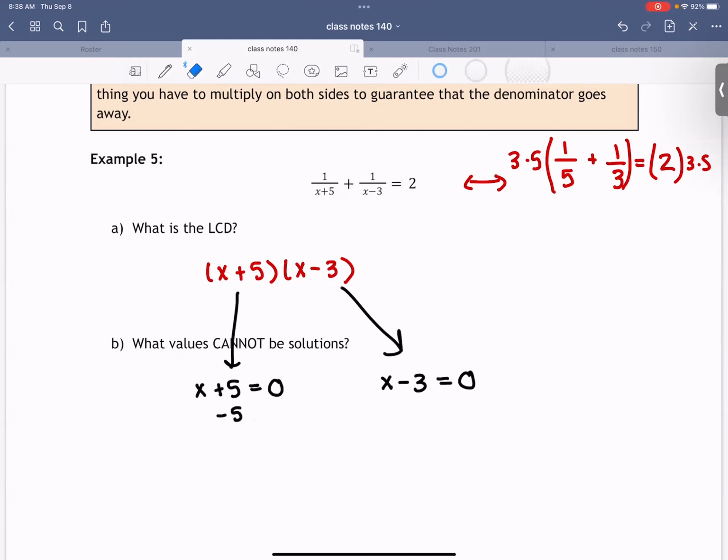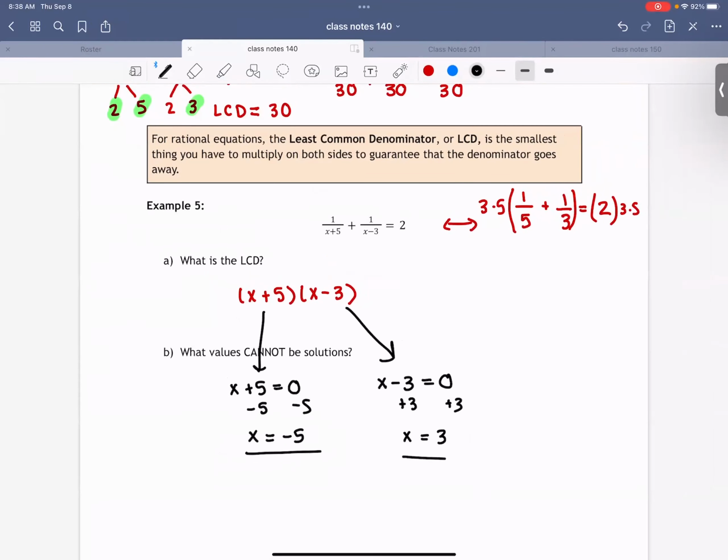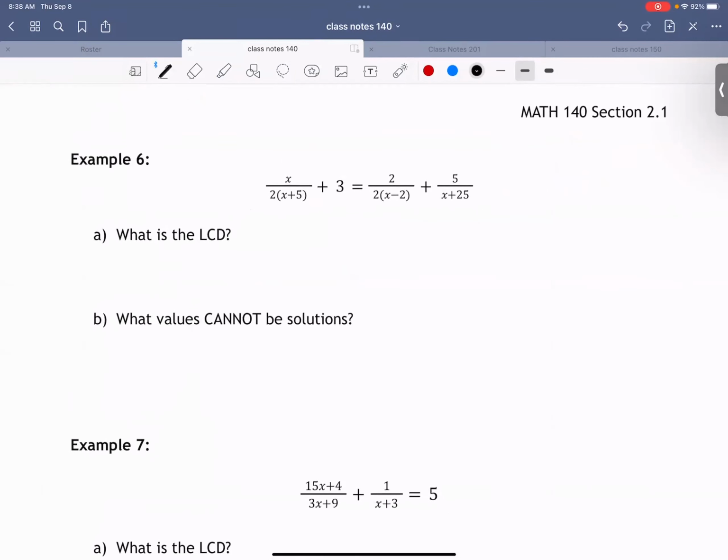You can subtract 5 on both sides. X can't be negative 5. You can add 3 on both sides. X can't be 3. Okay, these two are things that can't be solutions to the top equation. Any questions so far? Okay. I think we have enough time for another one. Let's go to example 6.